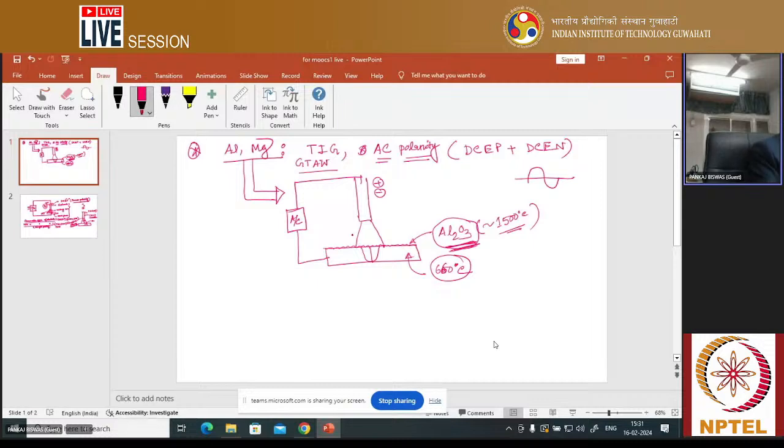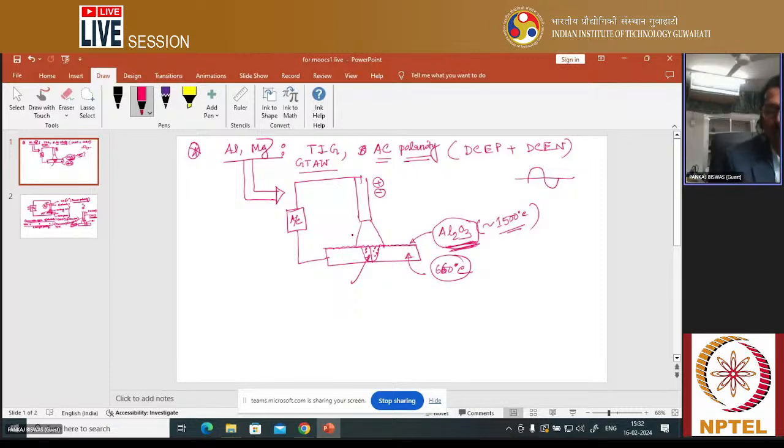That's why, as it is not melted, this aluminum oxide can become embrittled. That means it can be embedded, or it can be included, with the weld material zone. Understand what I'm telling? So once this alumina is included, it creates inclusion-type defects in the weld zone.